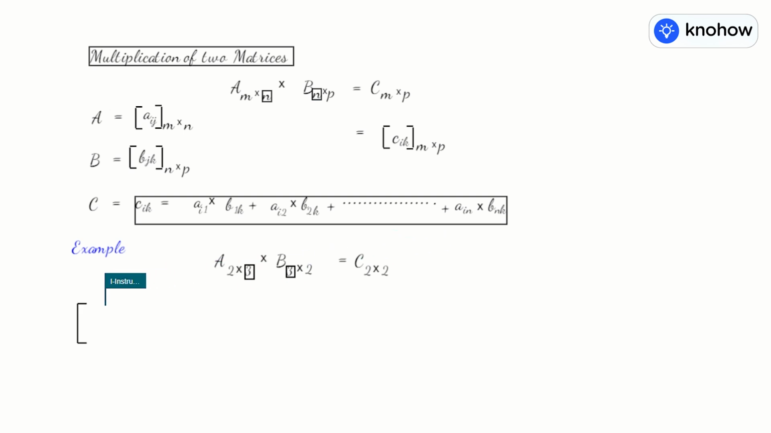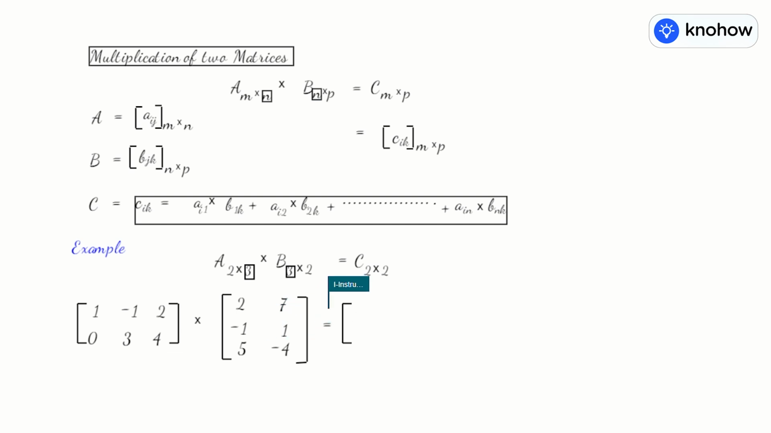Let A be defined as 1, minus 1, 2, and 0, 3, 4, and you have to multiply it with another matrix of order 3 by 2. So there are 3 rows: 2, 7; minus 1, 1; and the third is 5, minus 4. And the resultant matrix of order 2 by 2, we may denote it as C11, C12, C21, C22.